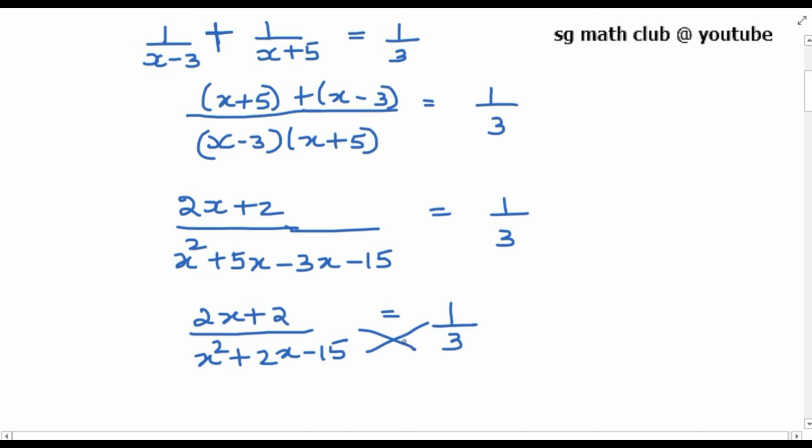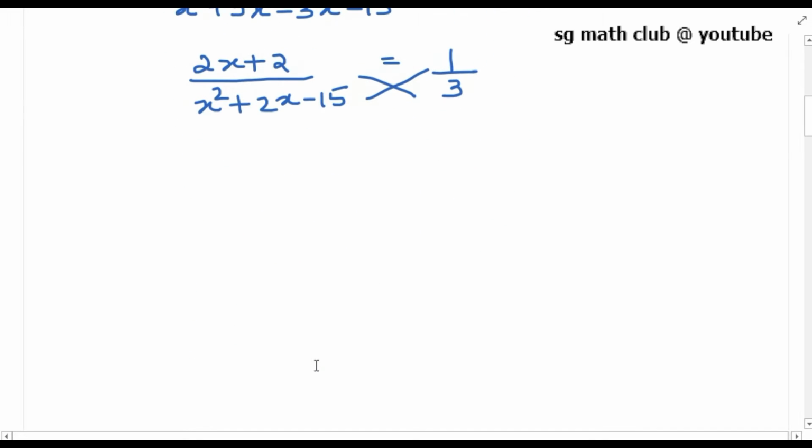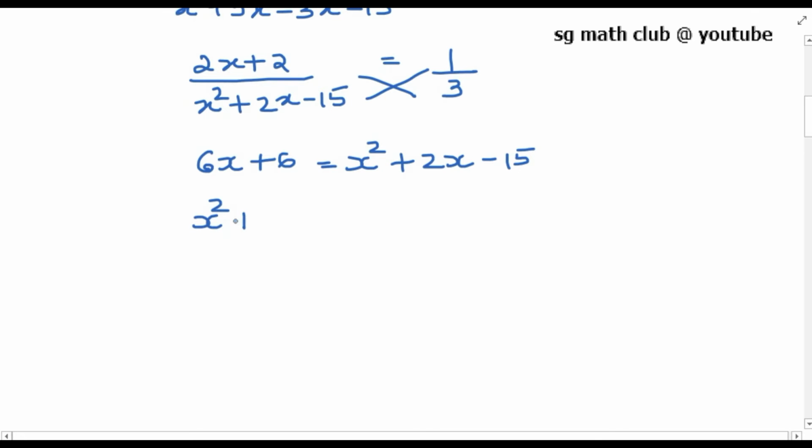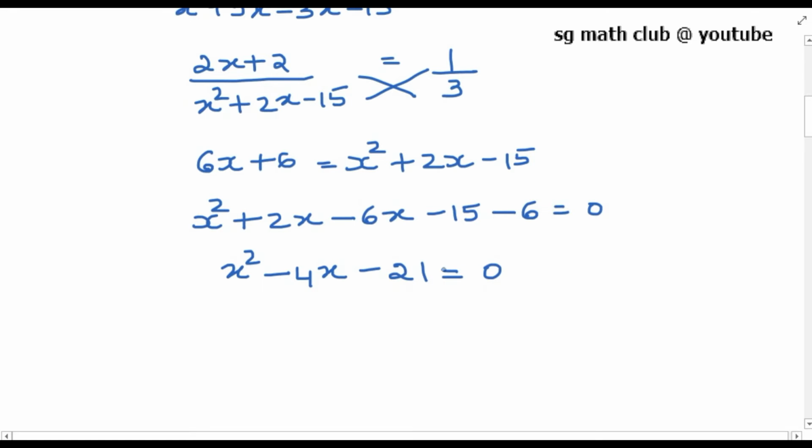Now we will cross multiply this. So when you cross multiply, we will get 6x plus 6, because 3 into 2x is 6x and 3 into 2 is 6, equal to x square plus 2x minus 15. Now we will bring everything to one side. x square plus 2x minus 6x minus 15 minus 6 equal to 0. So this is equal to x square minus 4x minus 21 equal to 0.